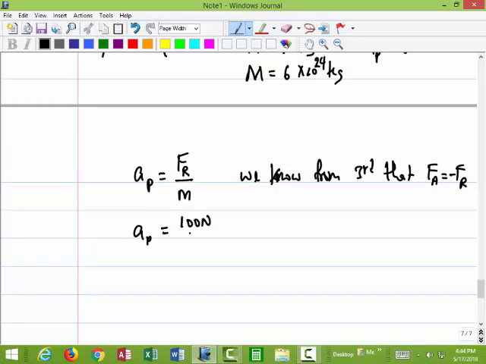So now we can find the acceleration of the person, and this will be equal to 100 newtons divided by 75 kilograms. And that should give us the acceleration of the person. So this is 1.33 meters per second squared.